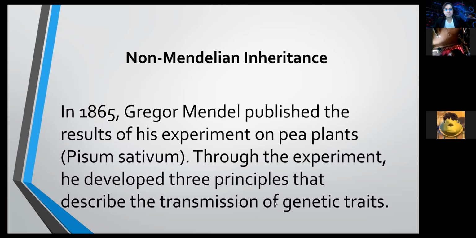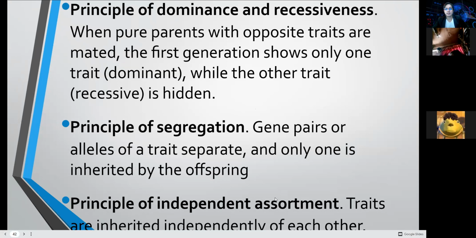The first one is the principle of dominance and recessiveness, the one that we had discussed. When pure parents with opposite traits are mated, the first generation, or F1, shows only one trait as dominant, while the other trait is recessive or hidden. It will not manifest, unless mated with another heterozygous.